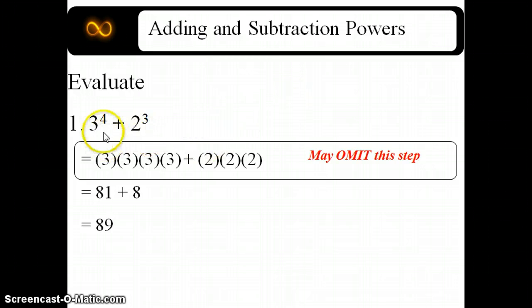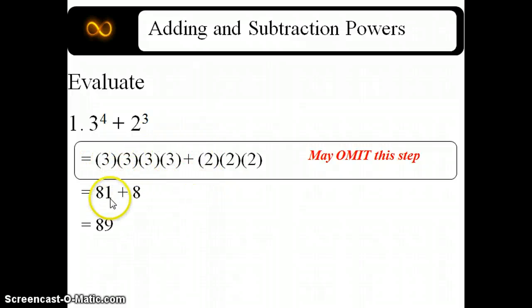So what you're going to have to do is find the standard form, which is the answer, of 3 to the power of 4, which means 3 times 3 times 3 times 3. You're then going to add 2 to the power of 3, which is 2 times 2 times 2. You'll perform this multiplication, and then you'll add them together.